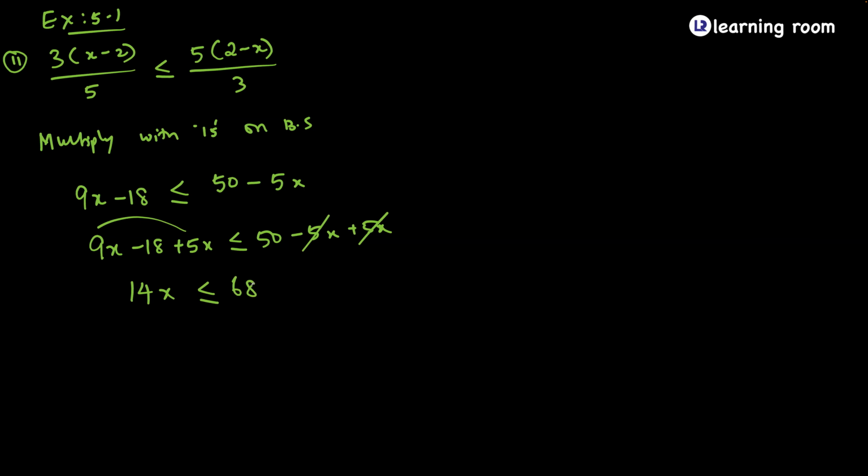Correct. 50 plus 18 is 68. So x is less than or equal to 68 by 14. So it is going to be 34 divided by 7. So x belongs to minus infinity to 34 by 7 included. Is the point clear?